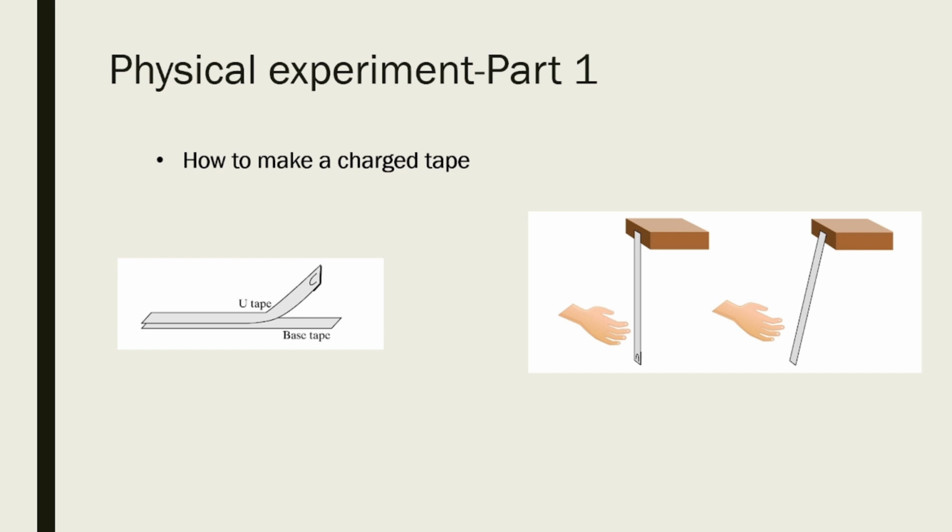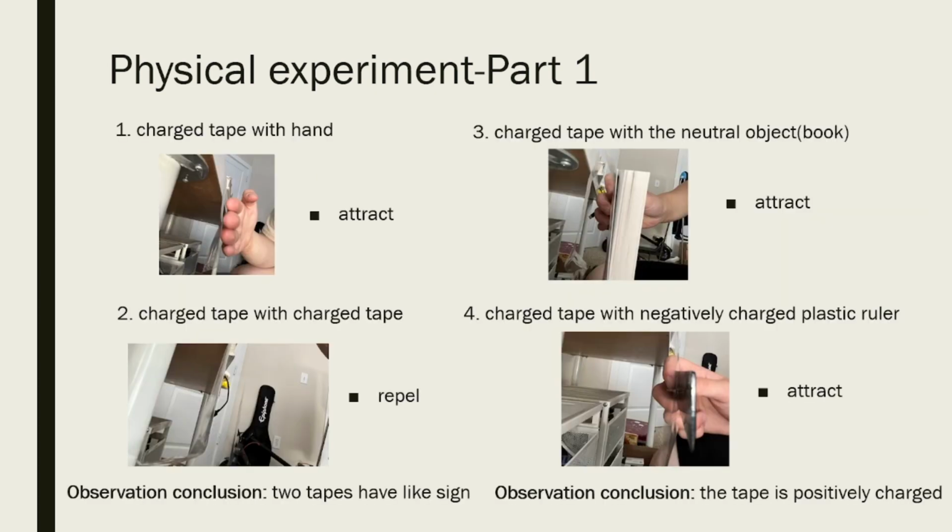So before we do the experiment, we need to do some prep work, like make a charged tape. To make a charged tape, according to the instruction, we need to have a base tape, and we put the U-tape with a handle on top of the base tape. Then we pull the U-tape apart from the base tape with a really quick motion, and then we get a charged tape.